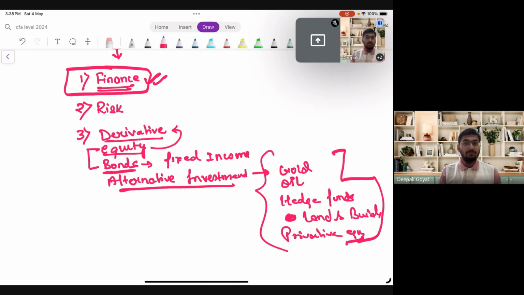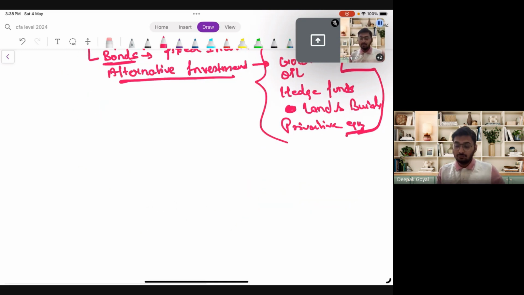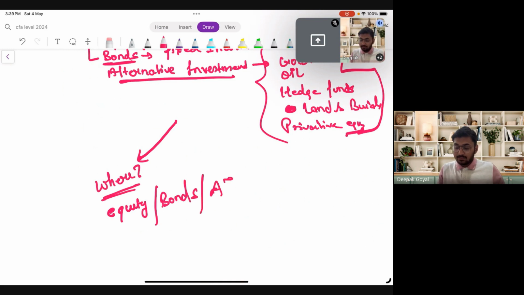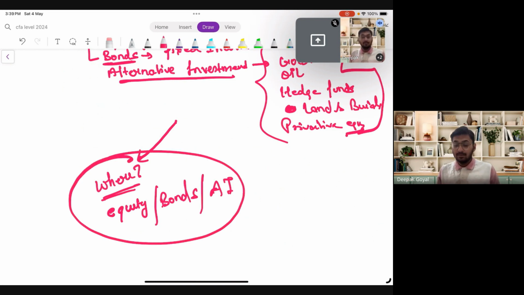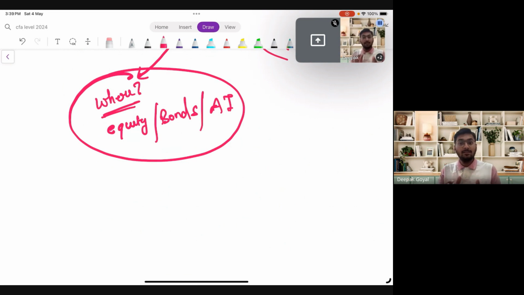So we need to understand finance, we need to understand risk, and then we need to understand how we can manage the risk. Clear? When you are studying risk, first of all you need to know where the risk is. Wherever you are investing your money, there is a risk, whether it is equity, bonds, or alternative investments. So you first need to identify where the risk is. Then your second question is how much is the risk. You need to quantify your risk.